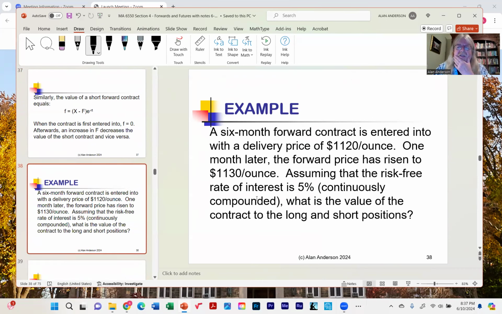Here's a quick example. A 6-month forward contract is entered into with a delivery price of $11.20 per ounce. I think I forgot to mention that this is gold. Oops. Okay. And then a month later, the forward price is going up to 11.30. Now that means the long position is making money. Let's find out what the position's values are.